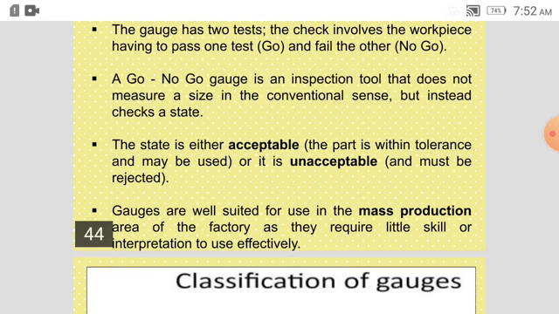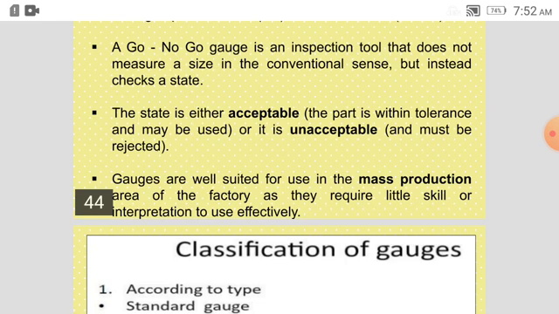If it is within the limit, we can accept that. If it is oversized or undersized, then we will have to reject that. So parts within the tolerance may be used, and parts not within the limit can be rejected. This we can do with the help of gauges very randomly, very fast. So gauges are well suited for use in mass production.